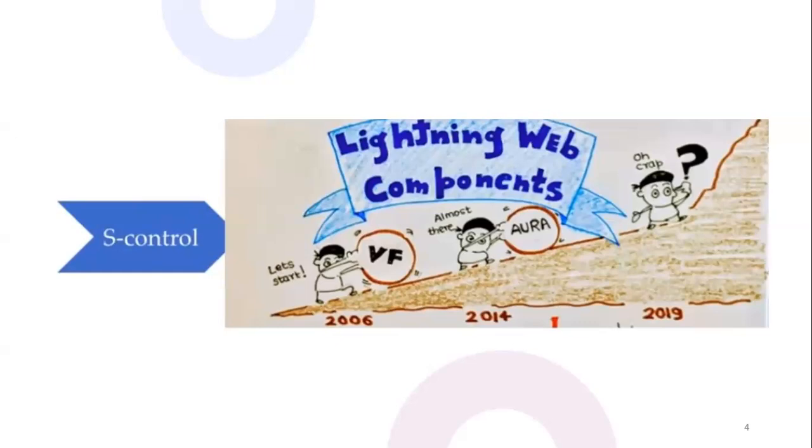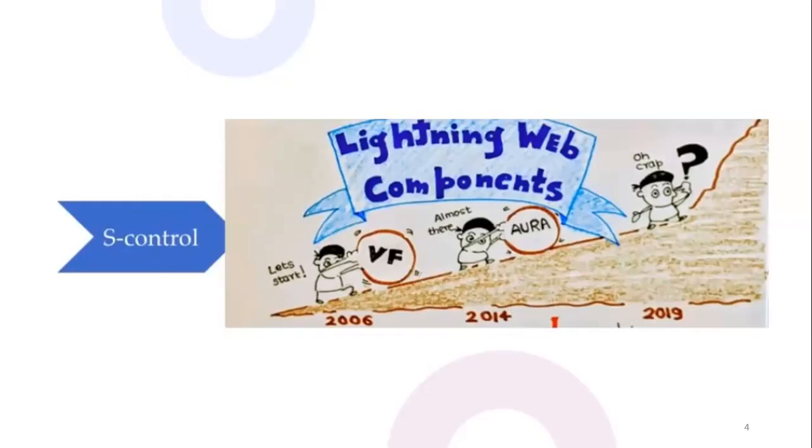Then in 2014, Salesforce introduced Aura components. Why Aura components? Because the web standard had increased and more client-side programming was possible with the help of these components. And in late 2018, early 2019, Salesforce introduced Lightning Web Components.